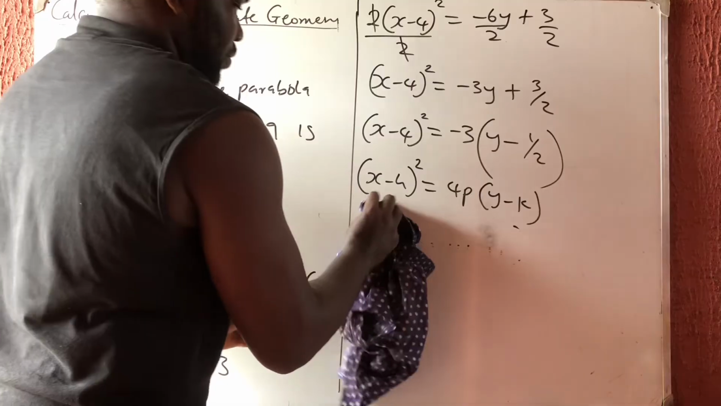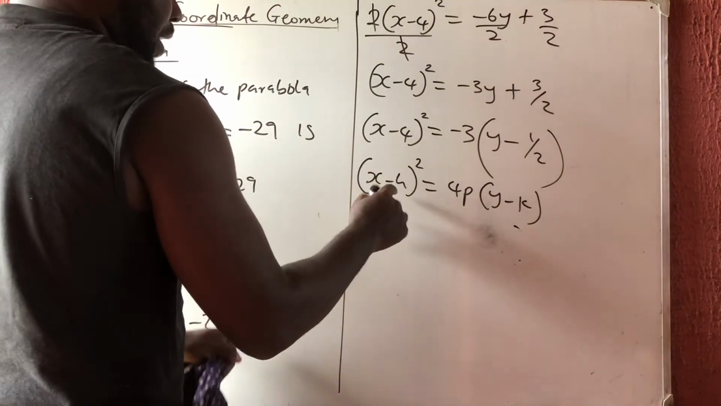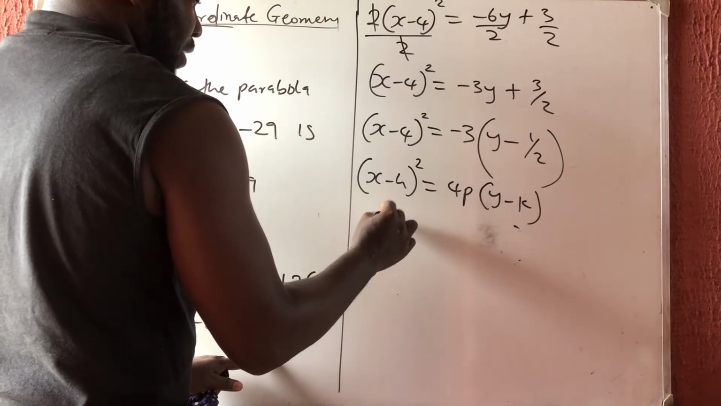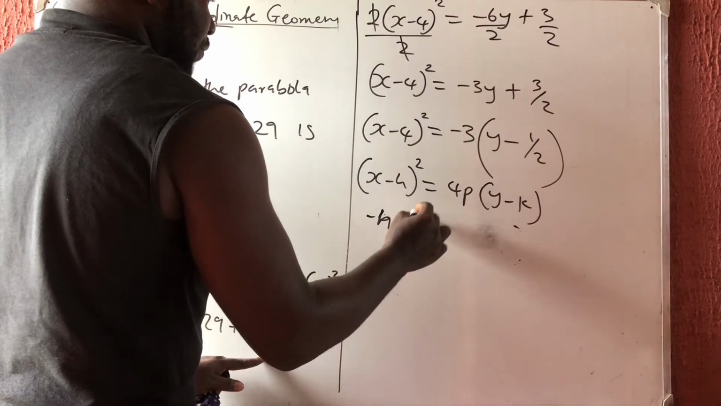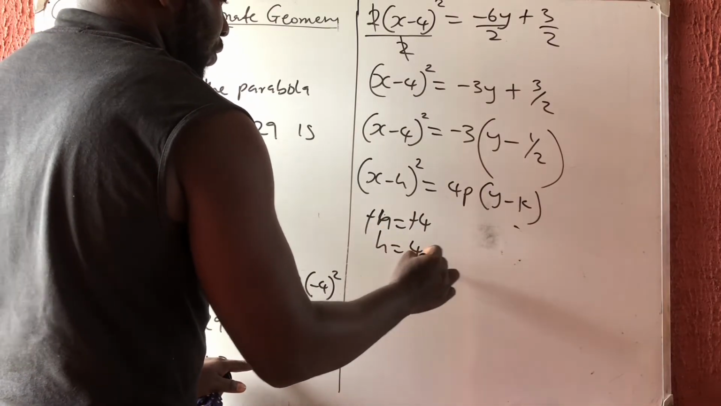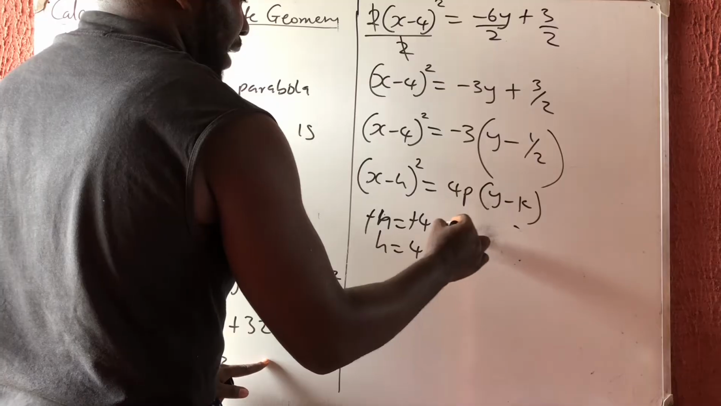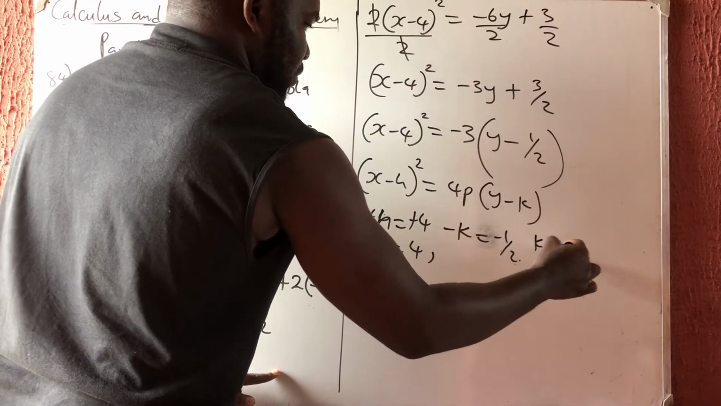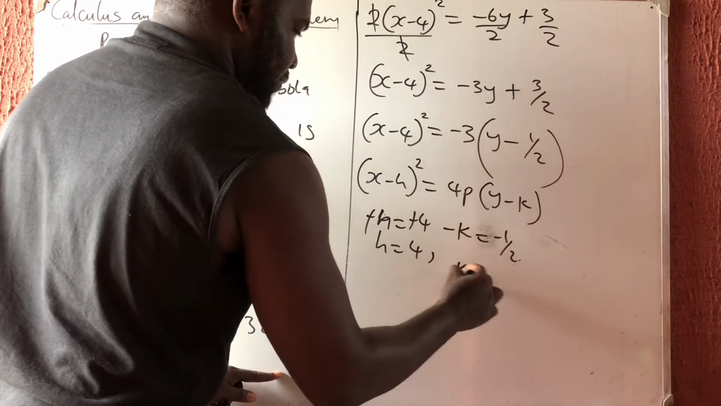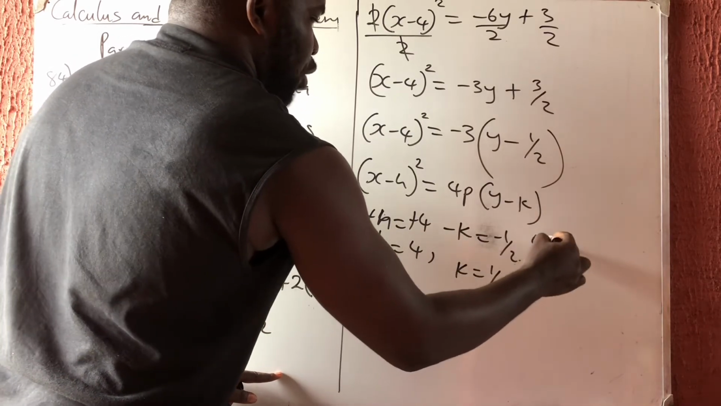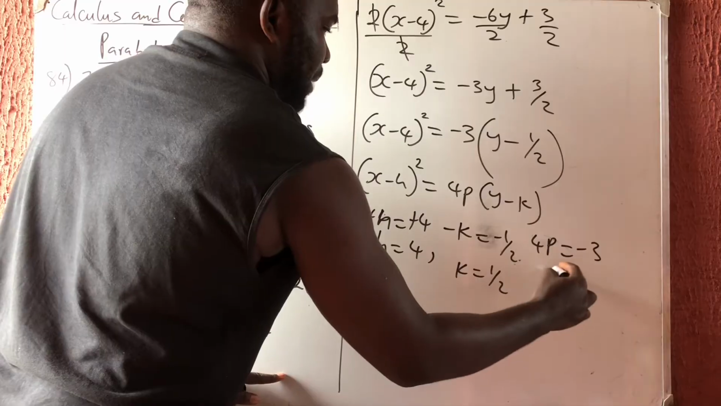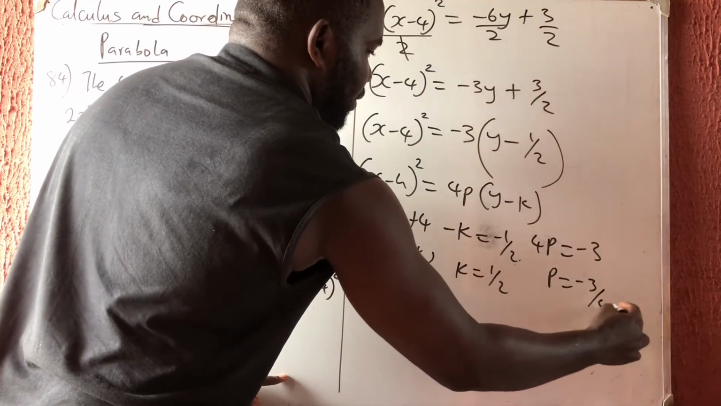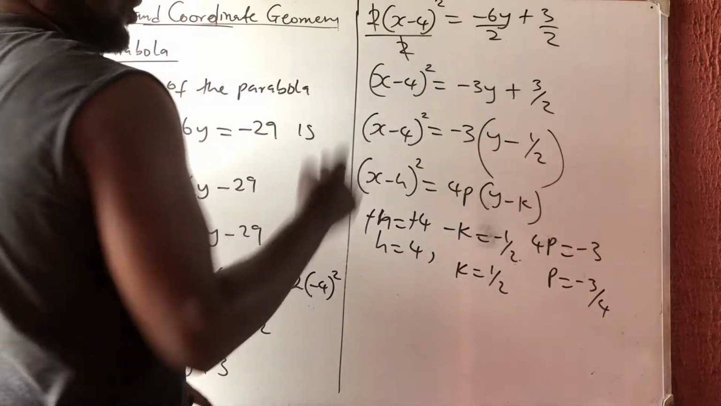Okay, so compare. If I compare, minus h is equal to minus 4 to show that h is equal to 4, comma, minus k is equal to minus half to show that k is equal to half. Now 4p is equal to minus 3 to show that p is equal to minus 3 over 4. 4p that is outside is equal to minus 3.